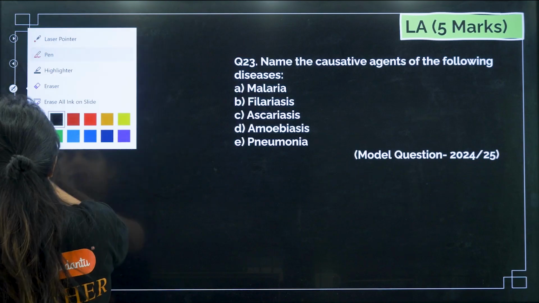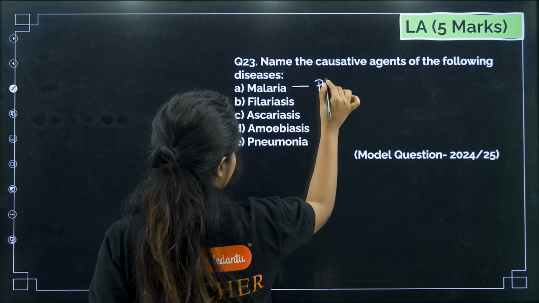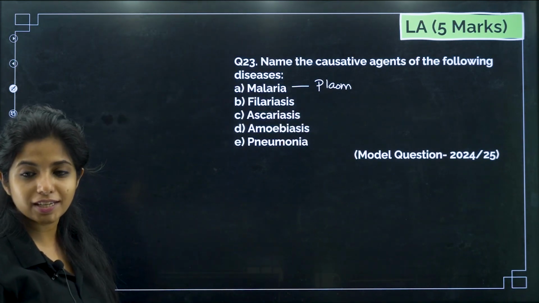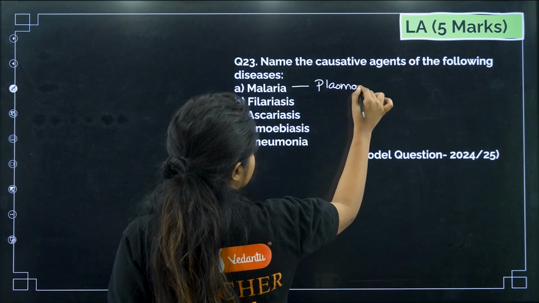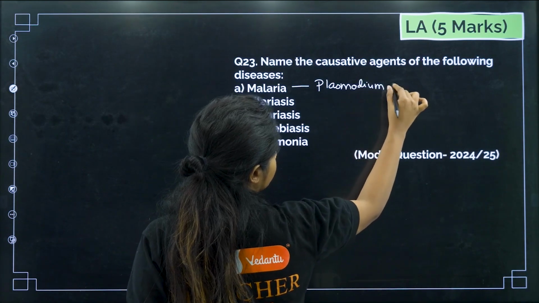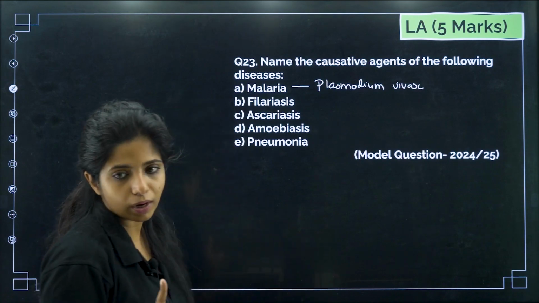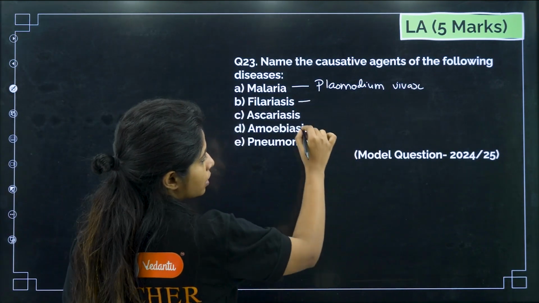So let's see. Malaria is caused by... Tell me in the comment section, children, if you know the other ones: filariasis, ascariasis, amoebiasis, pneumonia. If you know the answer for this, you can tell me already. It is caused by Plasmodium, and you have Plasmodium vivax, you have falciparum, whatever. Okay, I'm just writing one, but you have to write the whole thing. Okay. Filariasis, I'll be showing you the answer.